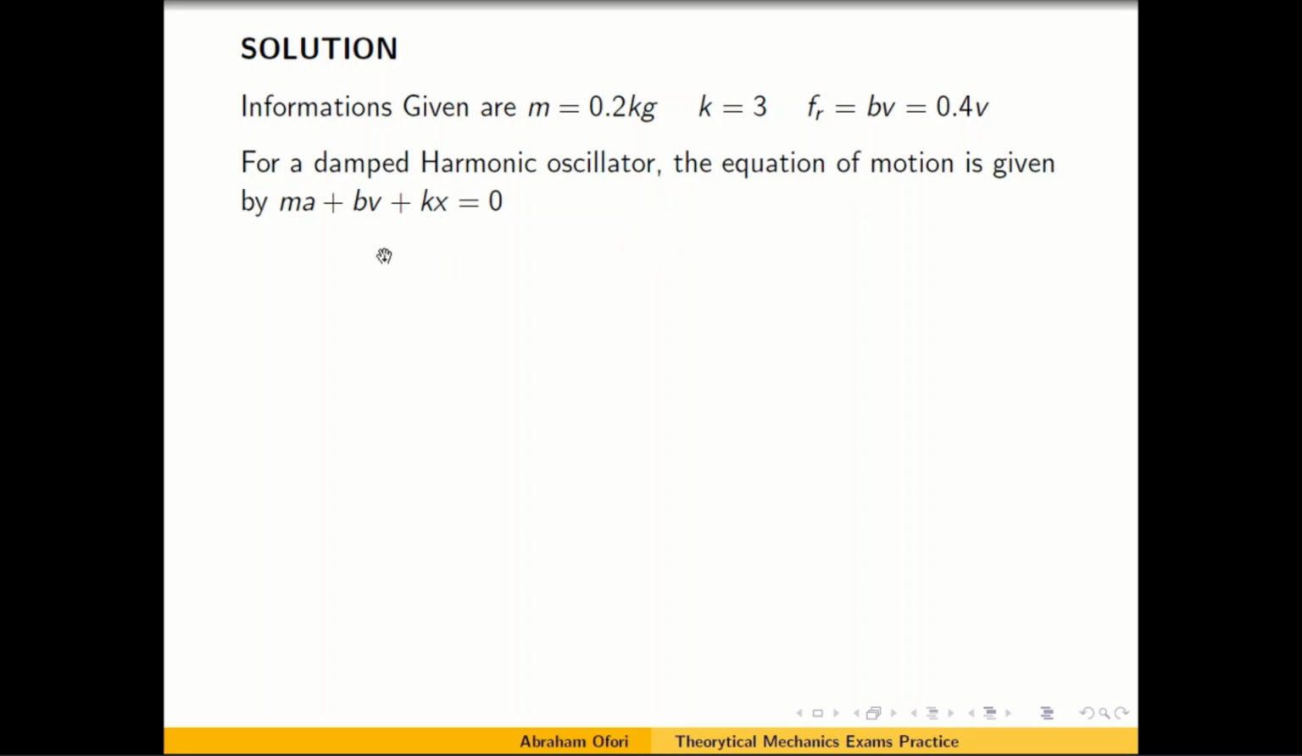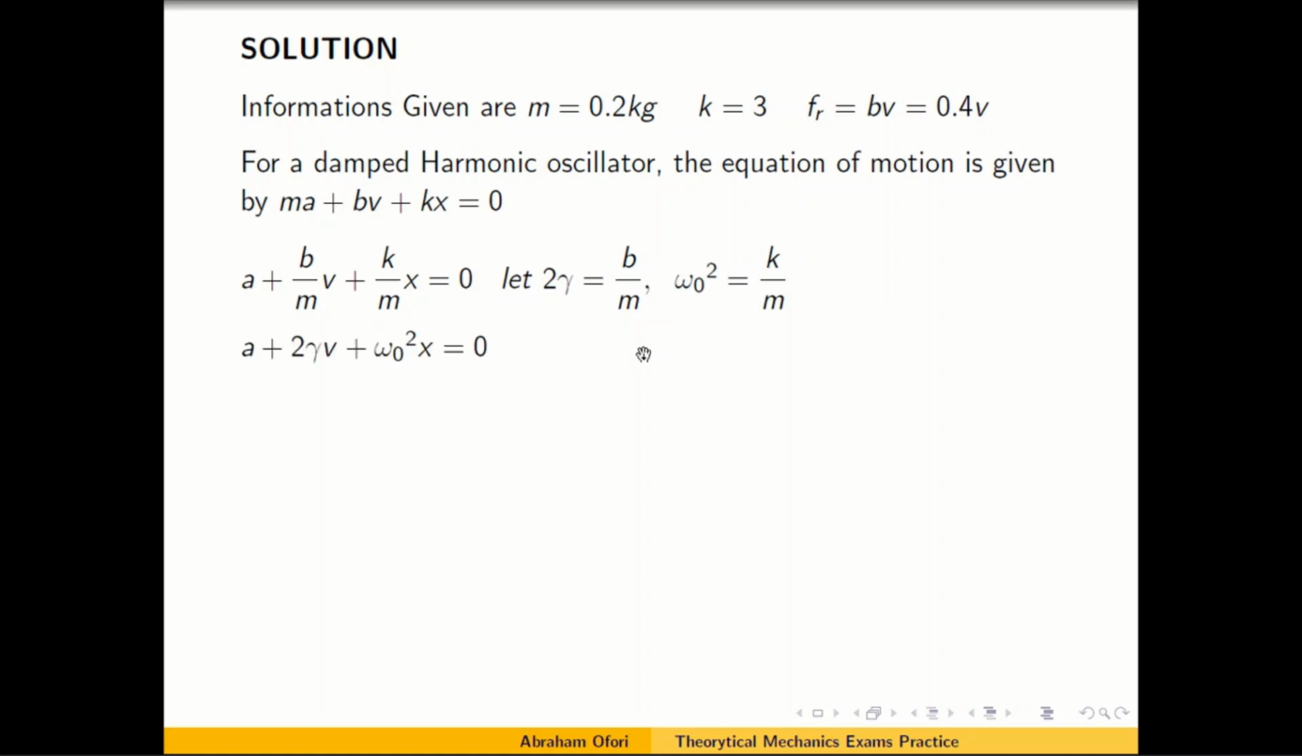The equation of motion is given by MA plus BV plus KX equals 0, where we've been given the mass, the B, the K, we know them. So we want to write a general formula for this where A will stand alone. So we have A plus B over M V plus K over M X equals 0. And then we want to make this a linear equation without any fraction. So we let 2 gamma equals B over M and omega naught squared equals K over M. After putting these substitutions in, we get a nice linear equation like this.